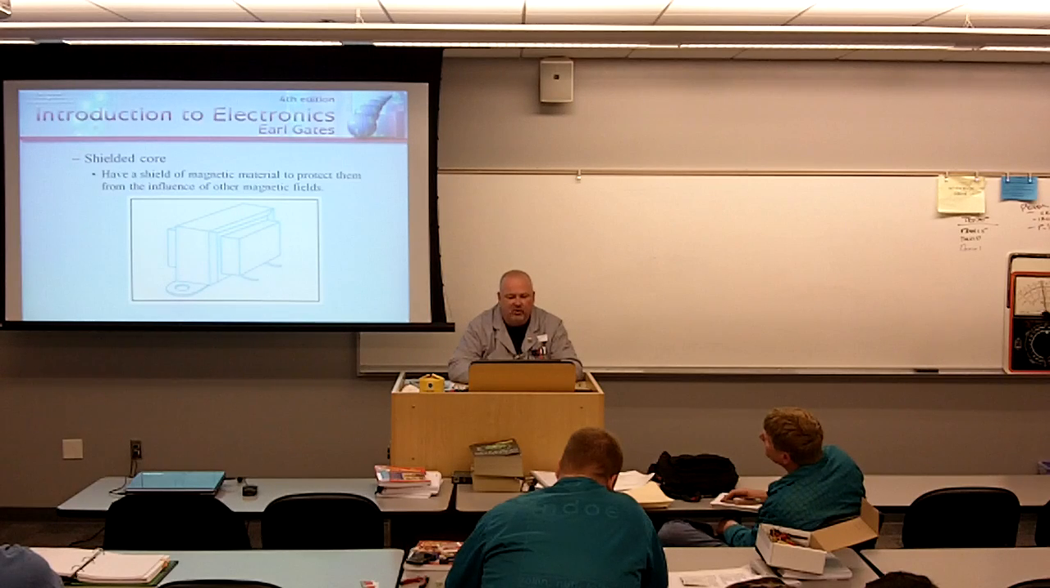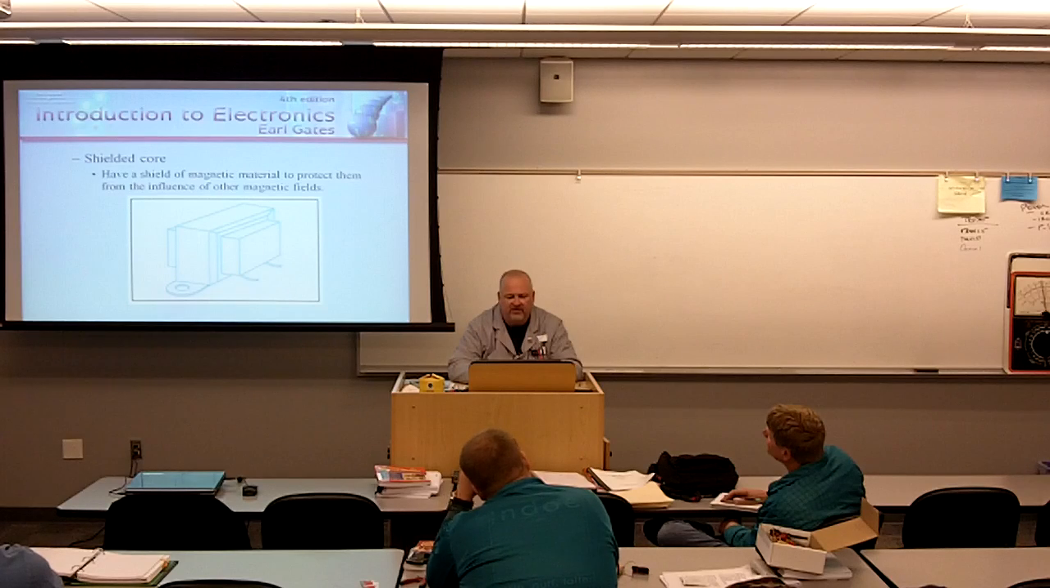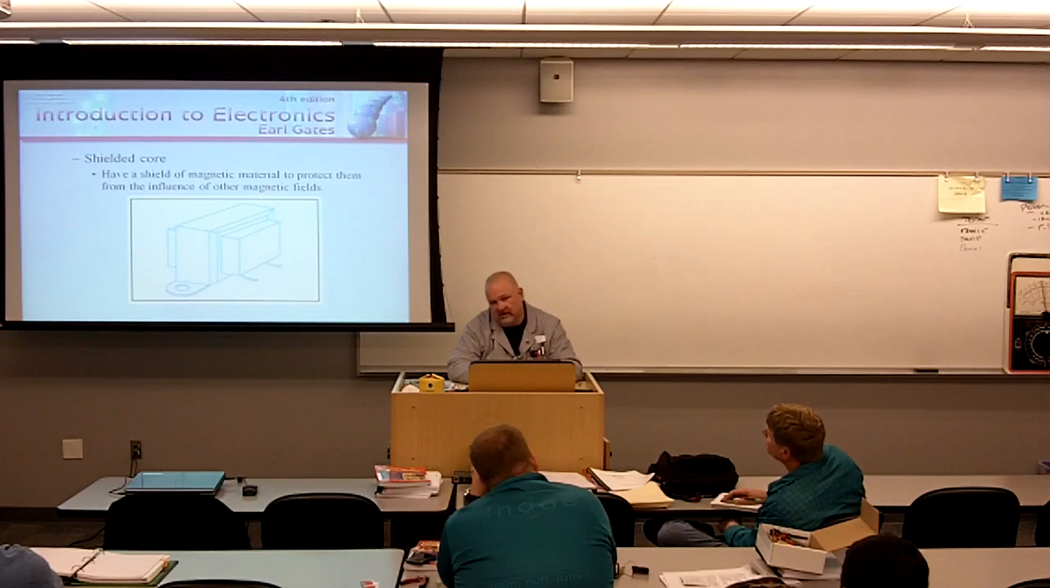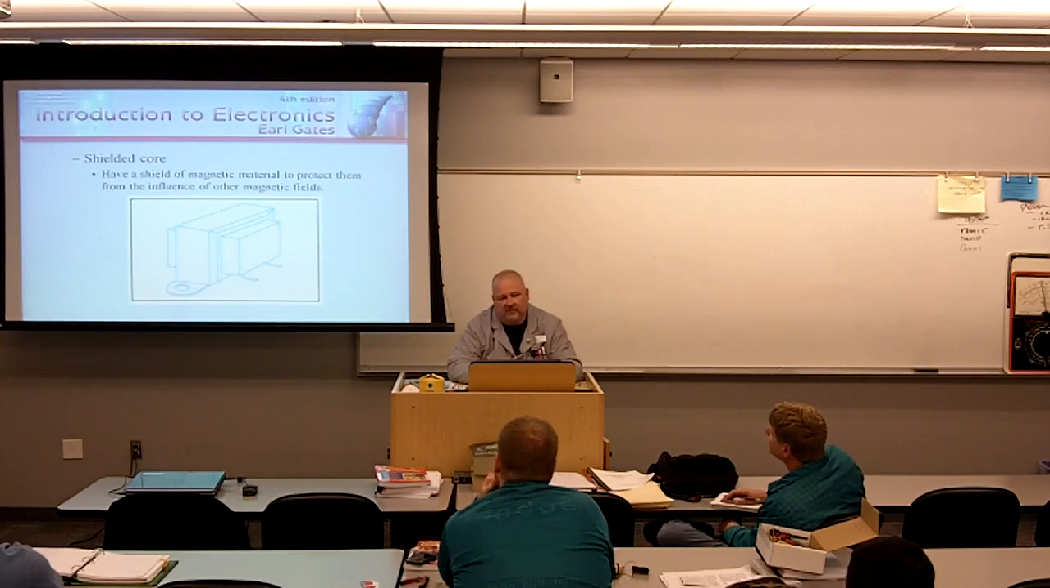This is a shielded core. It has a shield of magnetic material to protect it from the influence of other magnetic fields, because if you've got a couple of these in close proximity to each other, one field could influence another device. Now, if you just saw this, if you didn't know any better, what would you think this device was? It looks like a transformer. The only tell is there are only 2 wires. If you look on the other side, you wouldn't find any other wires. But it would look exactly like a transformer.